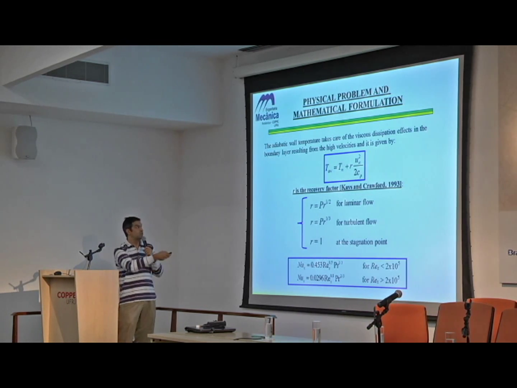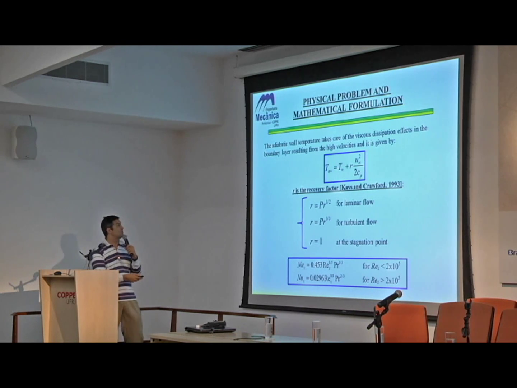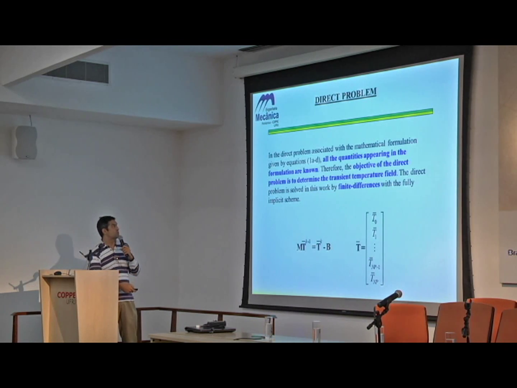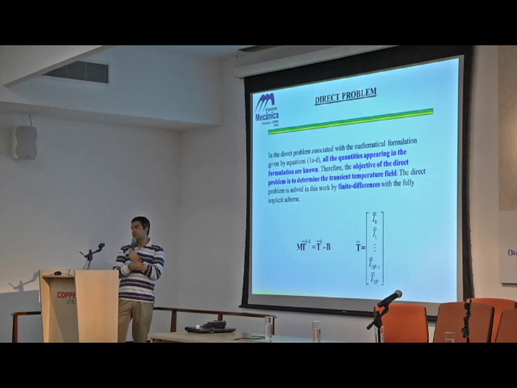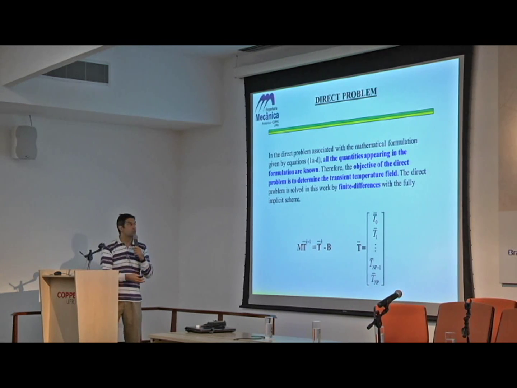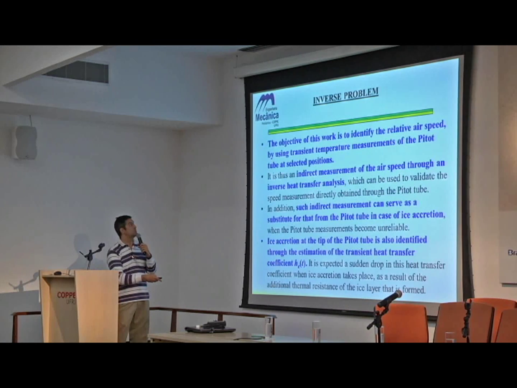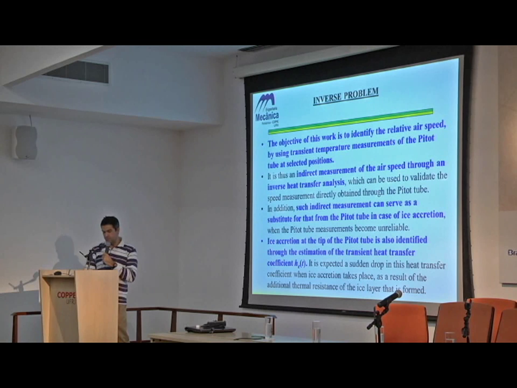For the lateral surface and also for the tip, we take into account the dissipation effects through the adiabatic wall temperature. And for the lateral surface, we use regular heat transfer coefficient Nusselt number correlations. So for the direct problem, we assume that all the quantities that appear in the model are known. And for the solution of the direct problem, we have used the finite difference. So it was written in this typical form.